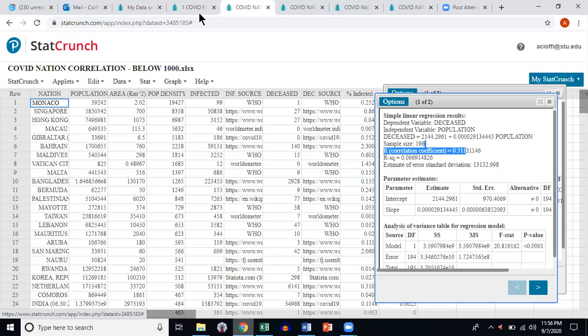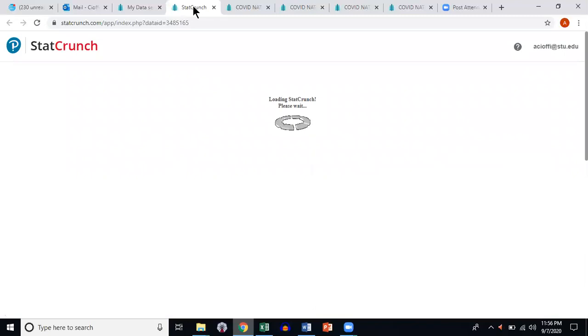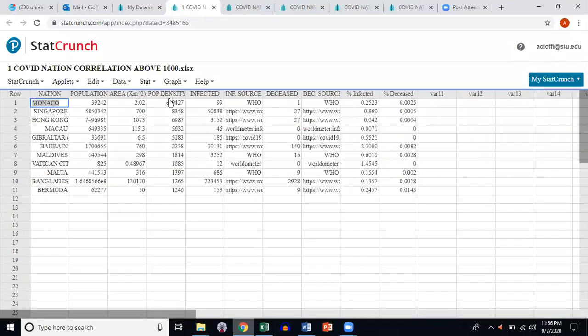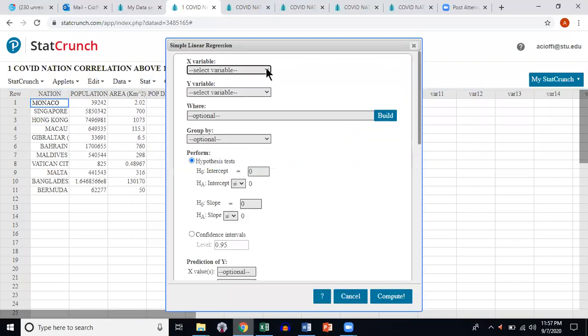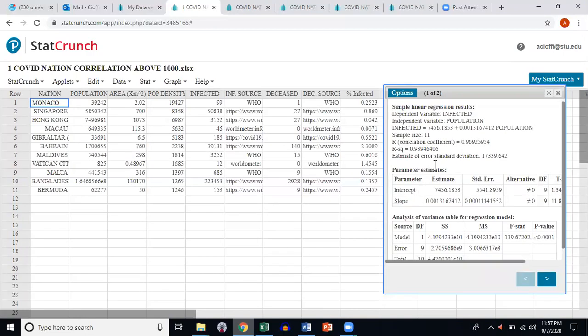And now finally, when we look at the densities above 1,000, then we get strong correlations on both. Just to show you the data, here we go, above 1,000, okay? So we go to regression, simple. Population in absolute numbers and disease, infected first. Okay, 0.96, 0.969, all right.